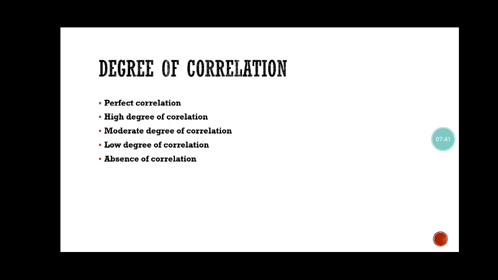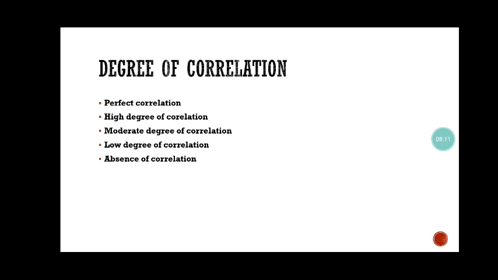Then the second one is high degree of correlation. What is meant by high degree of correlation? When the correlation coefficient between two variables is not perfect but is of adequate quantity, correlation is of high degree. So when we find that there is no perfect correlation, but still the correlation is high, we say that there is high degree of correlation.